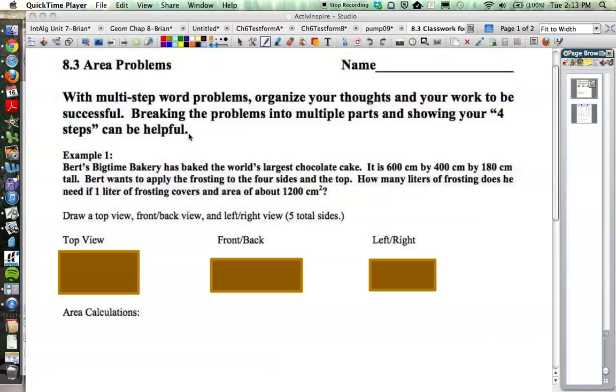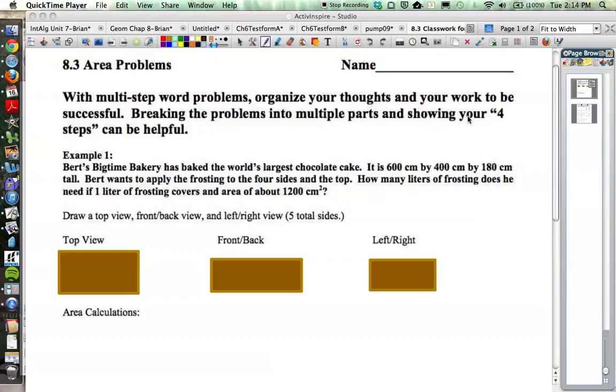You also have to be good at organizing your thoughts, at taking a moment to really figure out what do I need to know and how do I organize that. Because if you just start in with crunching numbers, you might get to the final answer, but there's a bunch of other times where you're going to end up getting confused in the process. So at the beginning up here, notice I wrote down, with multi-step word problems, organize your thoughts and your work to be successful. Breaking the problems into multiple parts and showing your steps can be helpful.